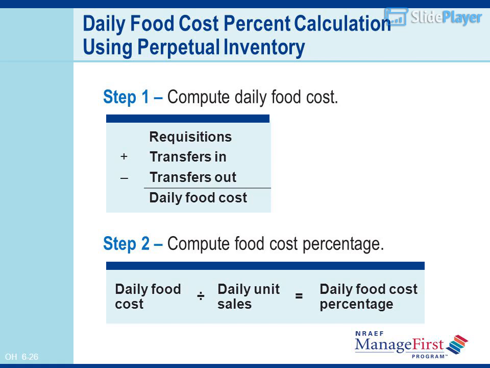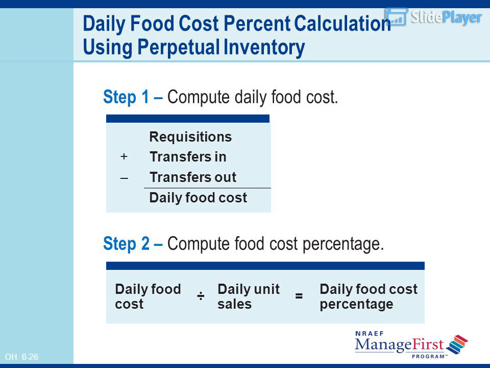Step 1. Compute daily food cost. Step 2. Compute food cost percentage. Requisitions plus transfers in, minus transfers out, equals daily food cost.